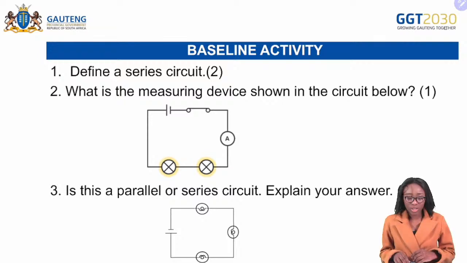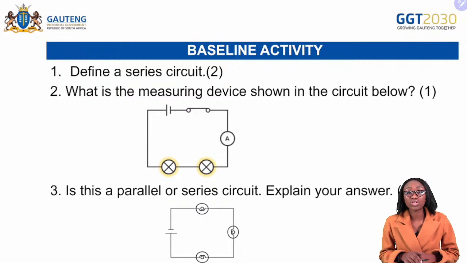I'm going to give you 5 minutes to answer these questions. Then after 5 minutes, we will do the corrections together. Don't forget to send in your solutions to our WhatsApp number, which is 079-578-2908. Take note, when you're sending in your answers, please tell us the name of your school so that we can acknowledge you. Thank you. See you after 5 minutes.